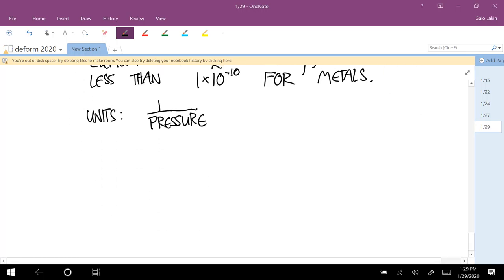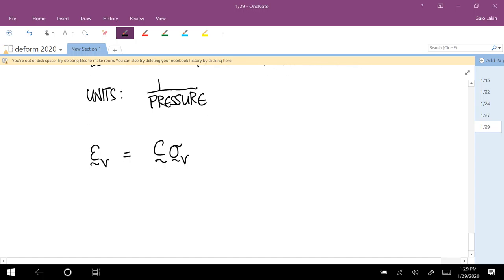Okay, so now what we have is, I said this before, that the Voigt strain is equal to the compliance matrix times the Voigt stress. And that's the relationship we're going to use in this class. That's kind of like the heart of this class: knowing what the stress is, knowing what the strain is, knowing how to go back and forth between them.